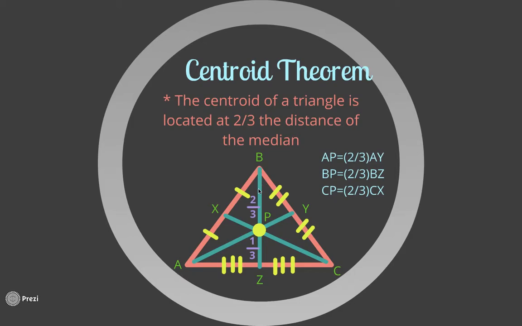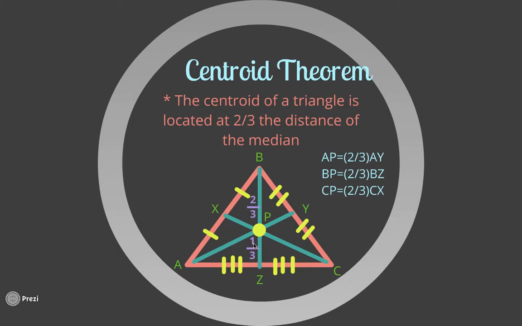If you know the length of the whole median, multiplying something by 1/3 is the same as dividing by 3. So if I know the whole length of the median and I divide by 3, I will get the distance from the centroid to the midpoint of the opposite side of the triangle.